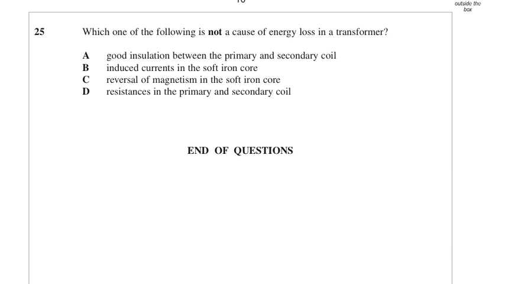Final question. Which one of the following is not a cause of energy loss in a transformer? Let's start from D. Resistance definitely does. Reverse magnetism, that does as well, so that's not the answer. Eddy currents definitely do. So insulation actually is a way to mitigate one of them, so it is definitely not a cause of energy loss. It's something to help you with that.